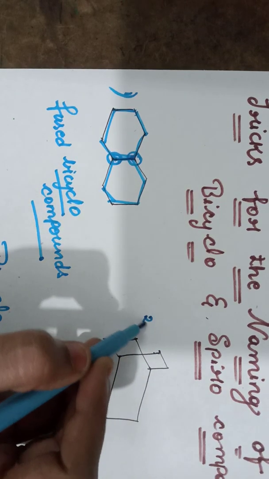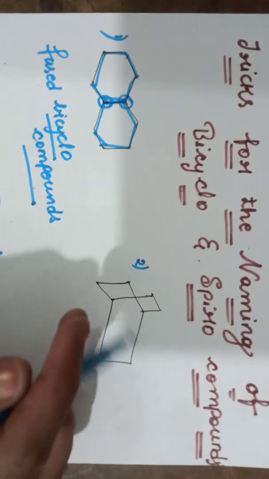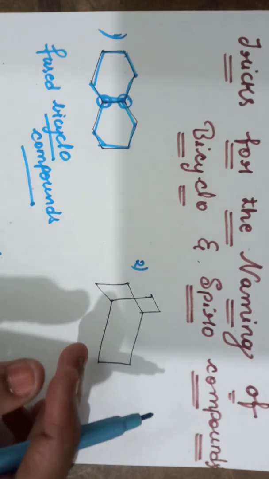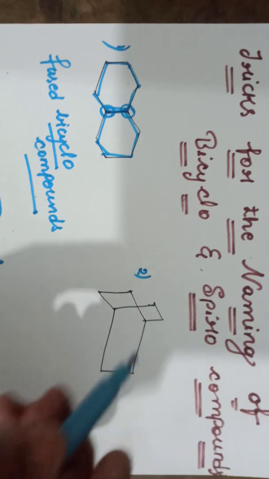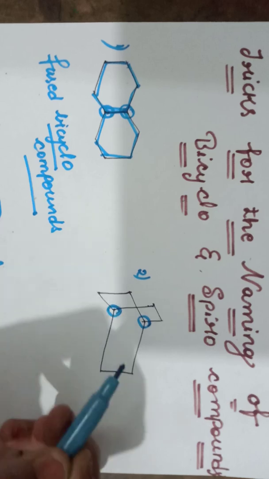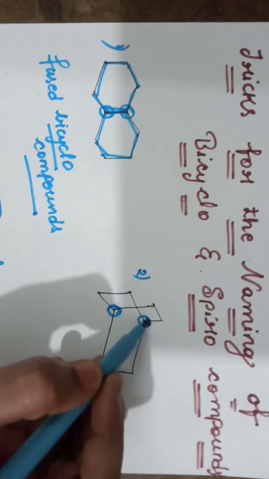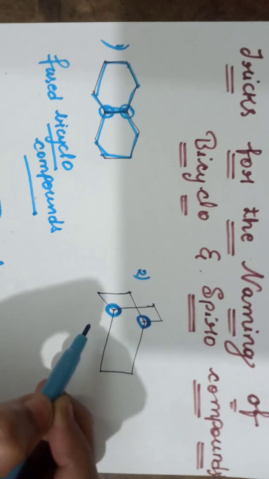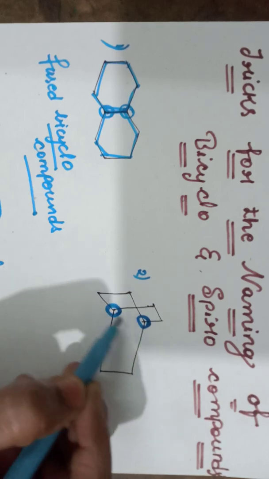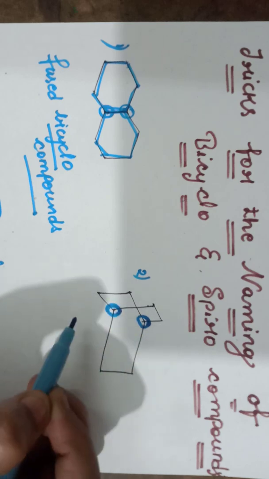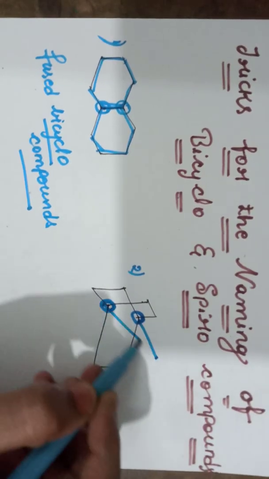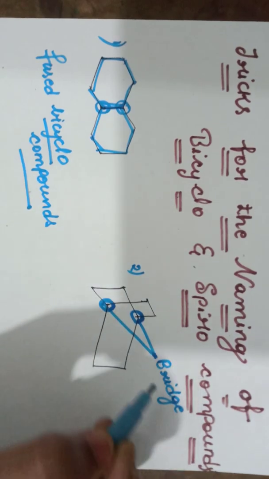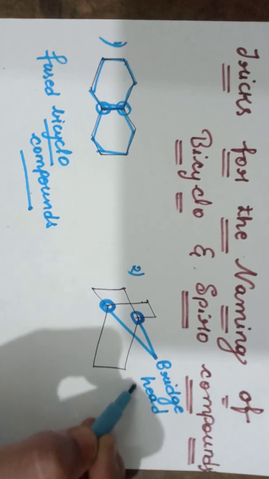Here I have taken another example. When you see it, we think it is difficult, so first we have to convert it into the simplest form. To do that, these 2 carbon atoms which I am circling act as bridgehead carbons. The reason is that bridging takes place only at these 2 carbons. That's why these carbons are known as bridgehead carbons.